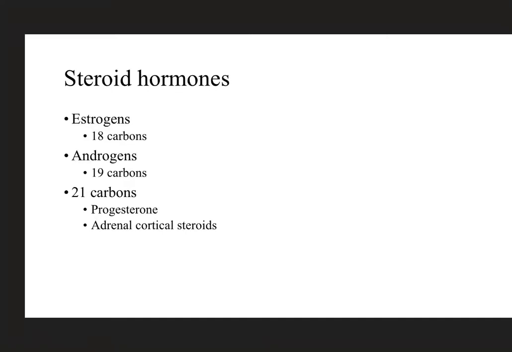Okay, let's get into the second part of the endocrine function unit. We're going to start off with steroid hormones. We have three major ones we're going to talk about: our estrogens, some androgens, and what we call 21 carbon steroid hormones, which make up our adrenal corticosteroids and progesterones.